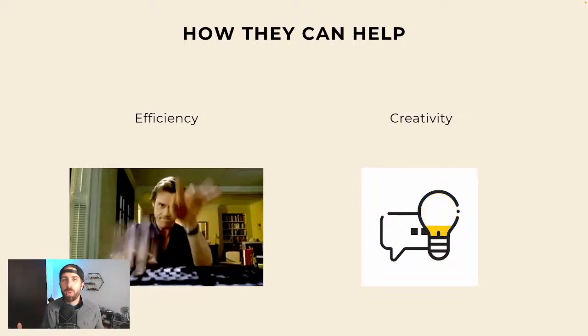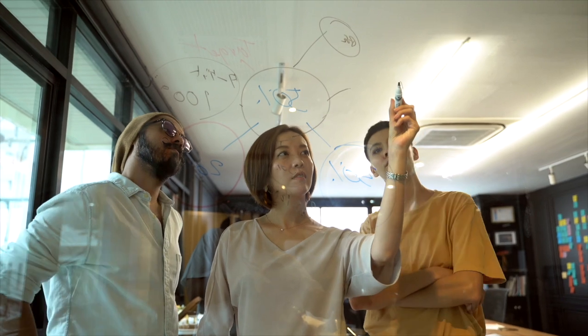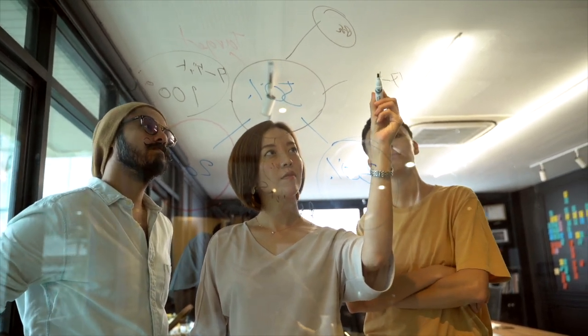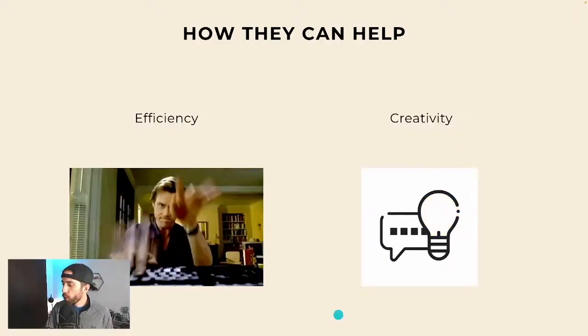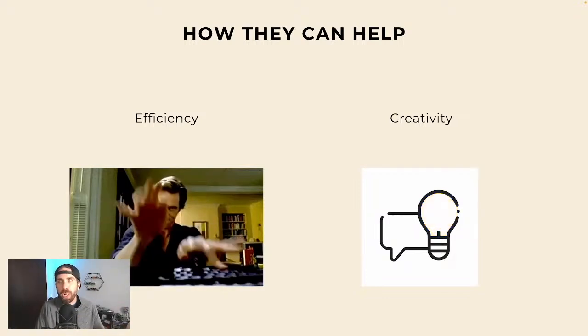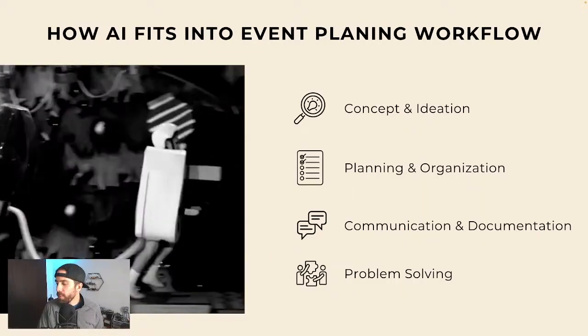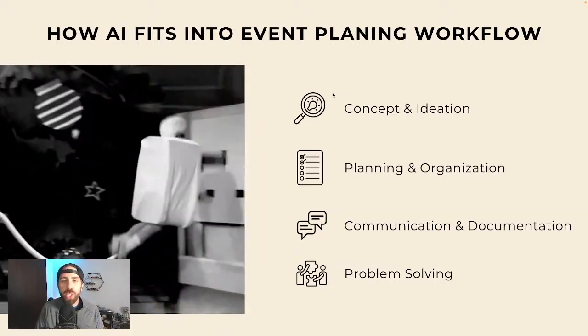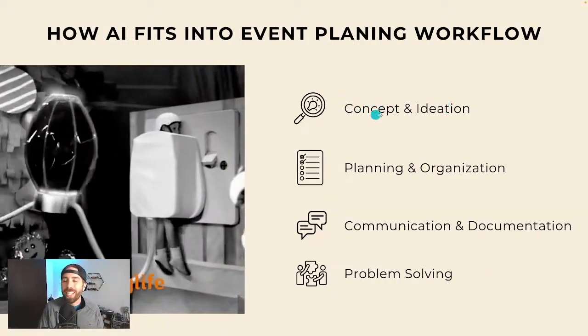So our creativity would be the brainstorming and concepting, and maybe the writing phase, if we're writing scripts and different things like that. So these are two great things to talk about theoretically, but how can you actually use it while you're event planning? Number one is you can use it in your concept and ideation phase.